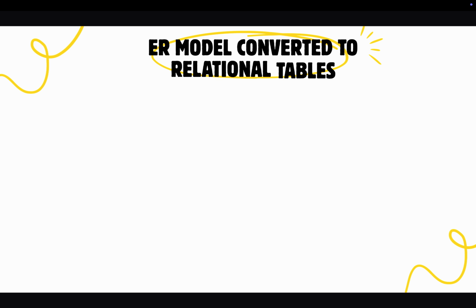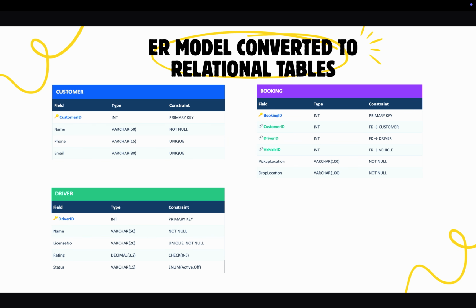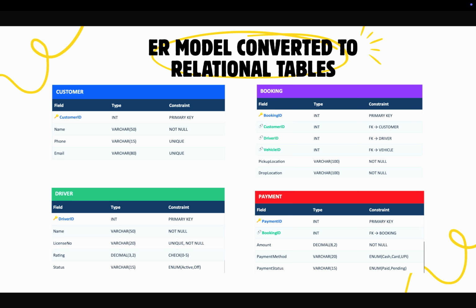After designing the ER diagram, the entities are converted into relational schemas or database tables. Each table contains attributes along with the data types and constraints. Primary keys uniquely identify each record, while foreign keys establish relationships between the tables. For example, the booking table contains customer ID, driver ID, and vehicle ID as foreign keys to connect bookings with customers, drivers, and vehicles. Similarly, the payment table is linked with the booking table using booking ID as a foreign key. These relationships help maintain consistency and integrity within the database system.